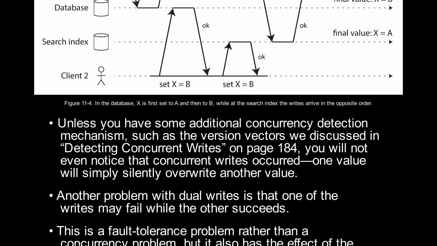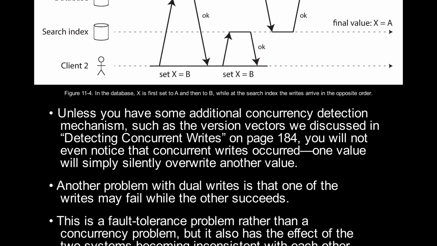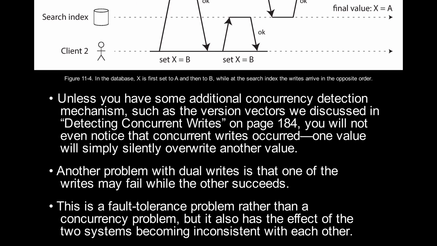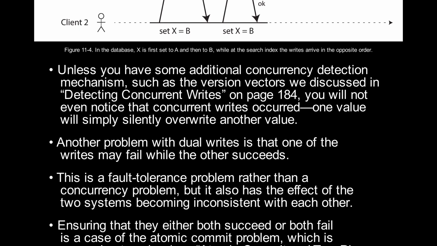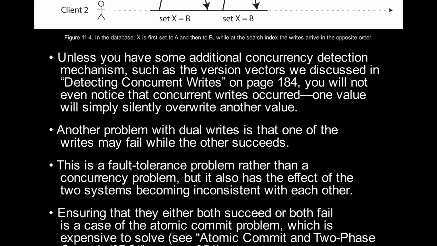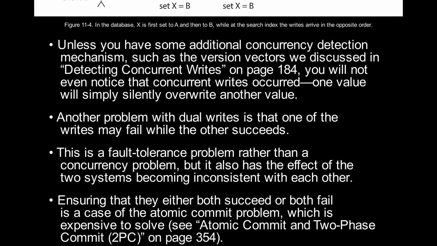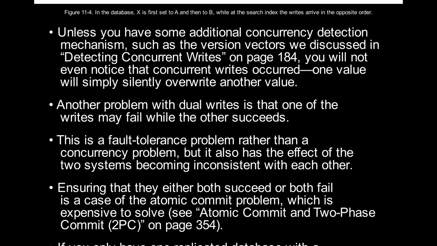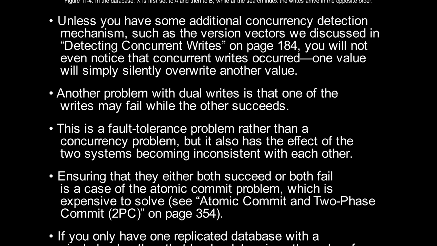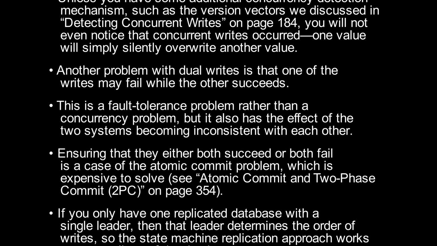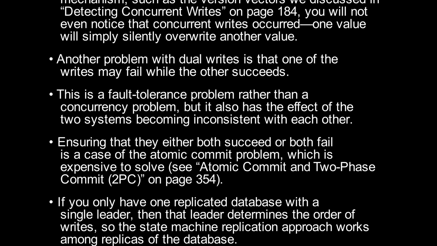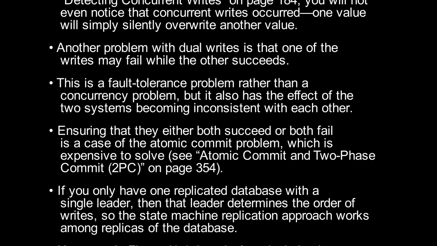One value will simply silently overwrite another value. Another problem with dual writes is that one of the writes may fail while the other succeeds. This is a fault tolerance problem rather than a concurrency problem, but it also has the effect of the two systems becoming inconsistent with each other. Ensuring that they either both succeed or both fail is a case of the atomic commit problem, which is expensive to solve. See atomic commit and two-phase commit (2PC) on page 354.